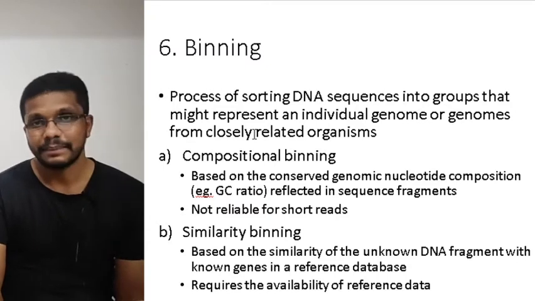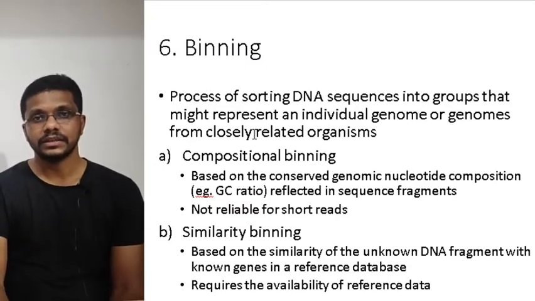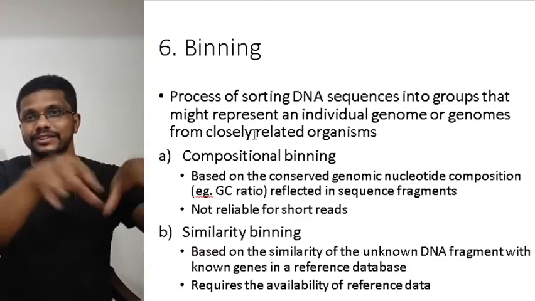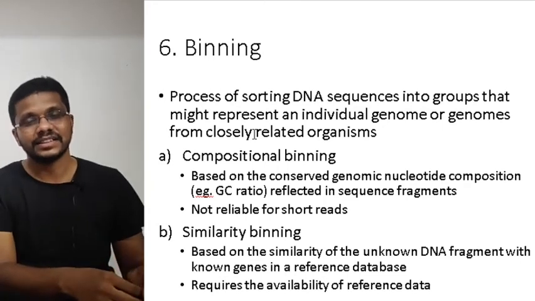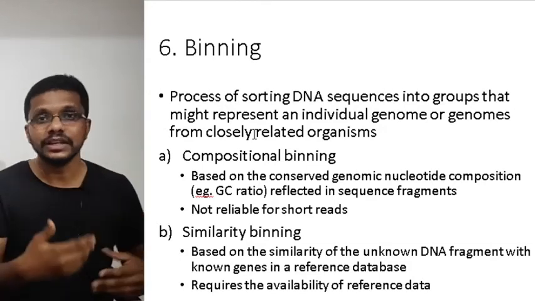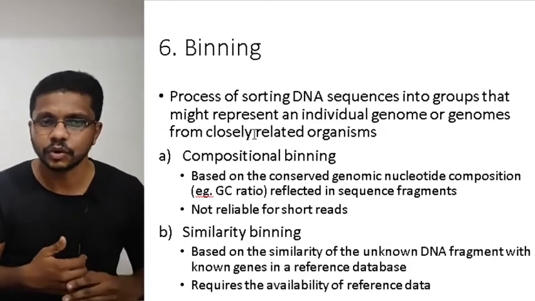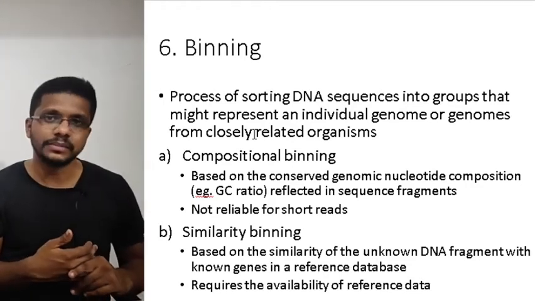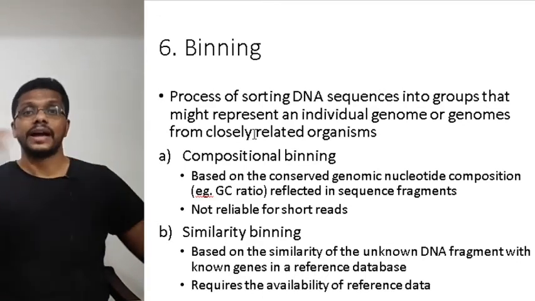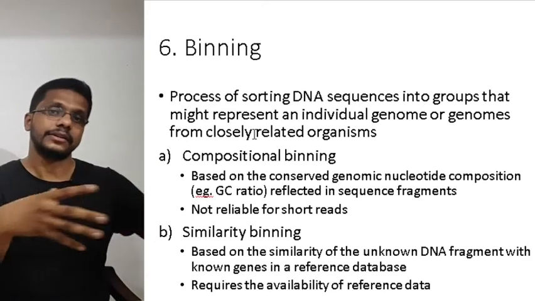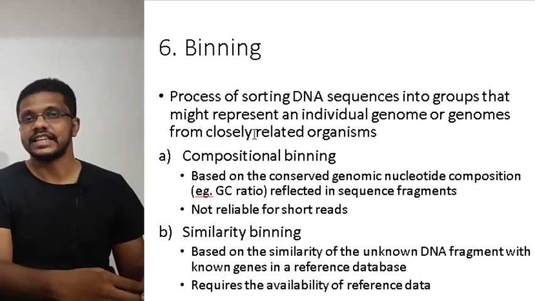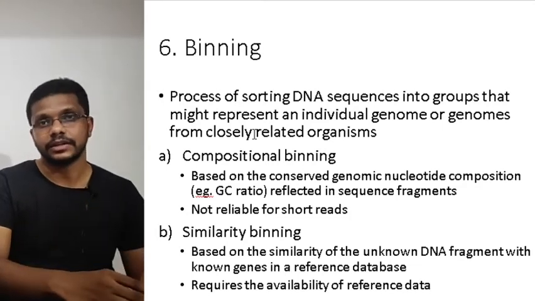The next step is binning. Binning is a method of sorting the DNA. Before assembling the DNA, based on its characteristics, it is sorted into different bins, different groups, and the assembly is done for the particular bin. So to avoid chimera formation, we can do binning. Binning can be done in two different ways: compositional binning and similarity binning. In compositional binning, similarity in properties like the GC ratio is used to cluster or group the DNA together. For similarity binning, we compare the DNA with some reference DNA to see how they are grouped together.